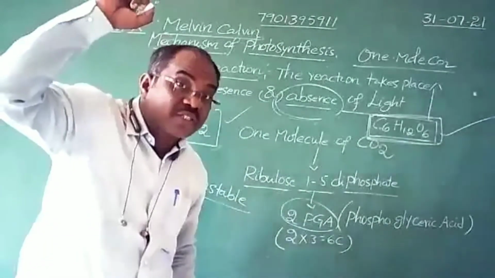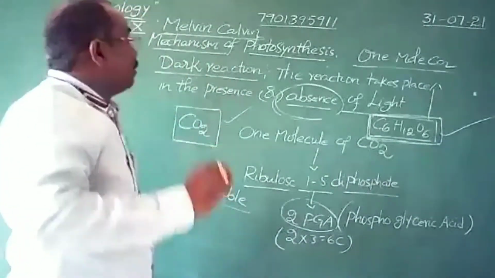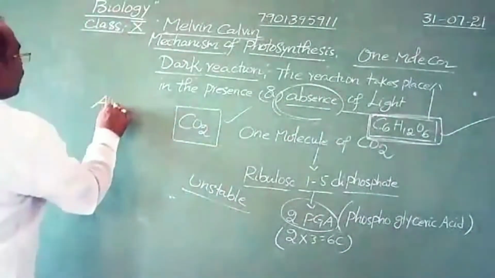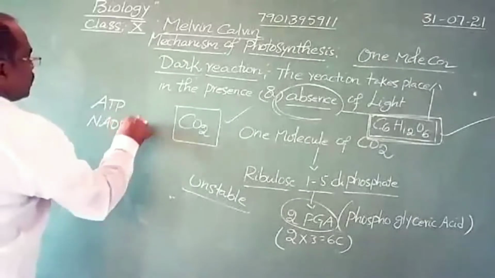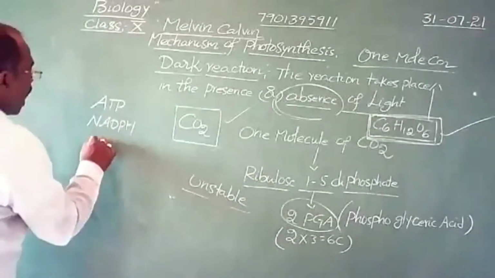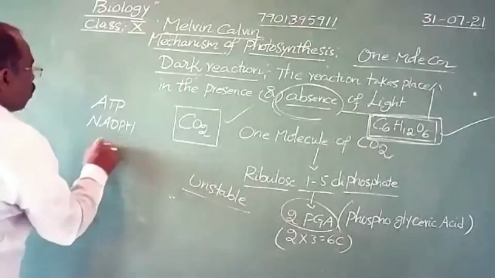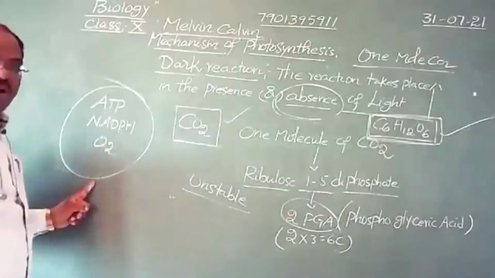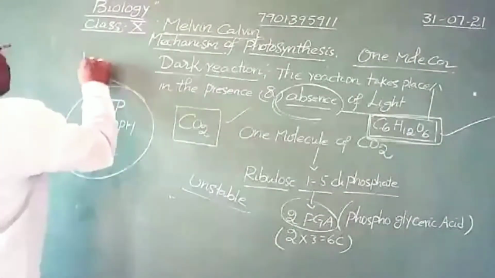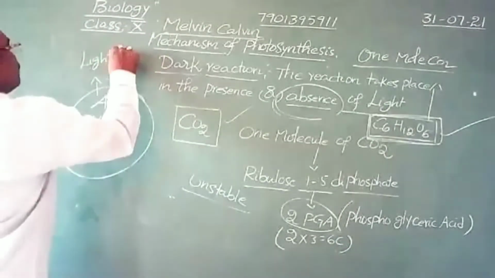What are the end products of light reaction? ATP, NADPH and oxygen. ATP, NADPH and oxygen. These are the end products of light reaction.